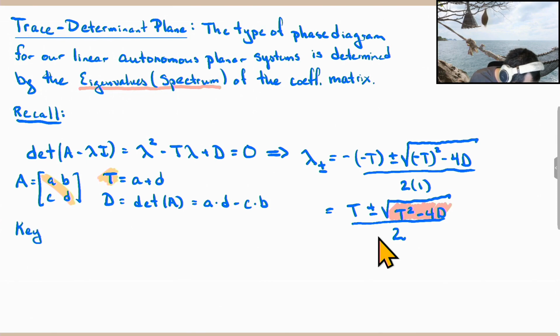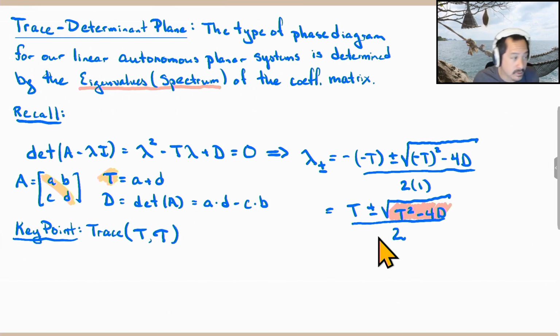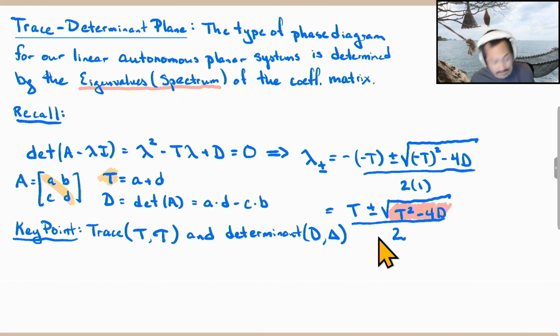Key point is that the trace, which goes by a couple different names (I'm going to use capital T because it's just easier, but your book and WebAssign and all that jazz are going to use tau, the Greek letter for T), and the determinant (I'm going to use D for that because that's easier, but your book is going to use delta), determine the type of eigenvalue.